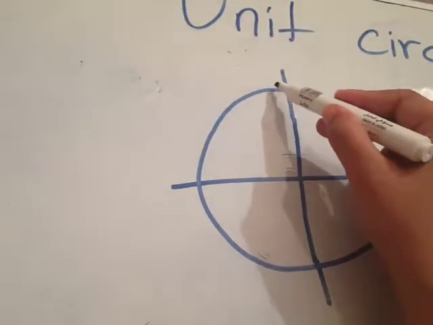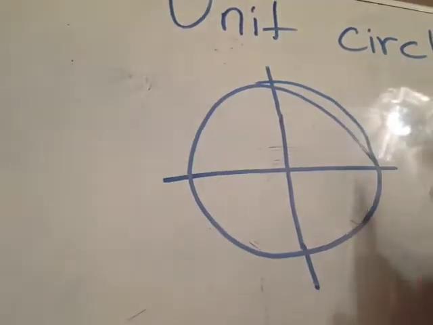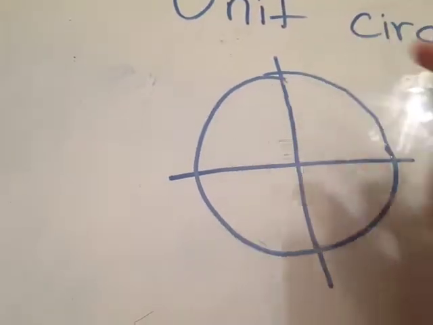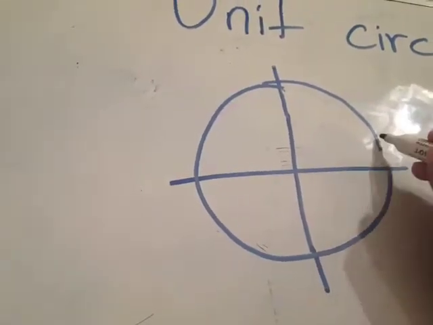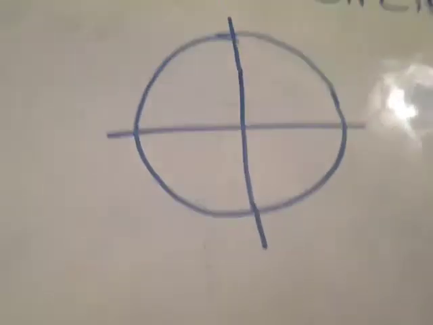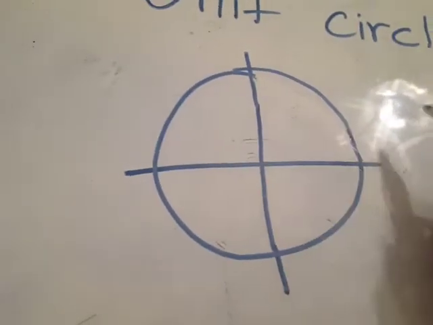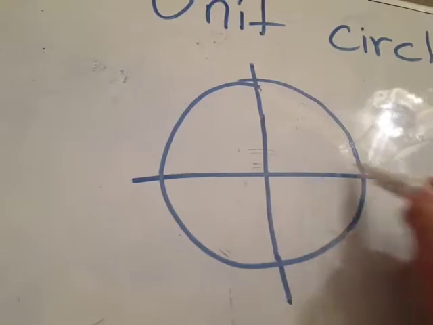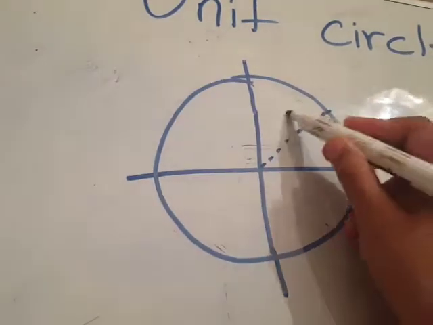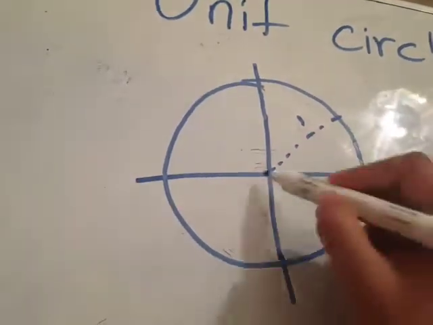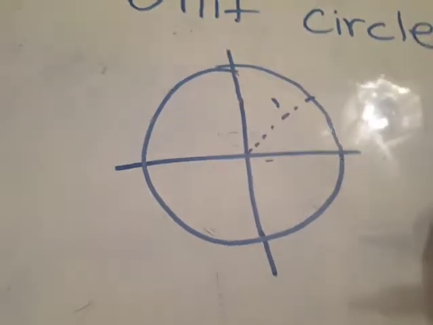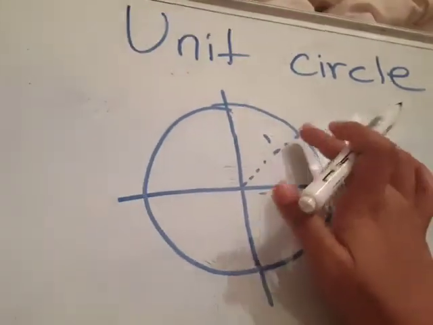Sorry, I'm not very good at drawing. Okay. Let's say this is a unit circle. By unit circle, I mean that this radius is 1. So 1 from here, 1 here, 1 here. So the radius of the circle is 1. That's why we call it a unit circle.